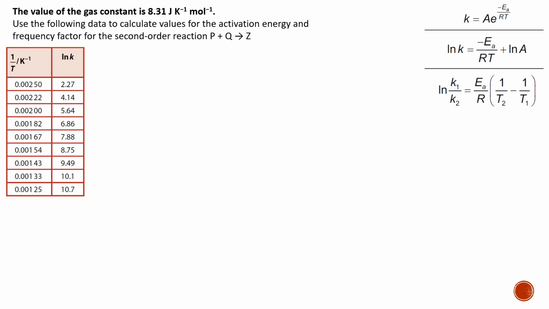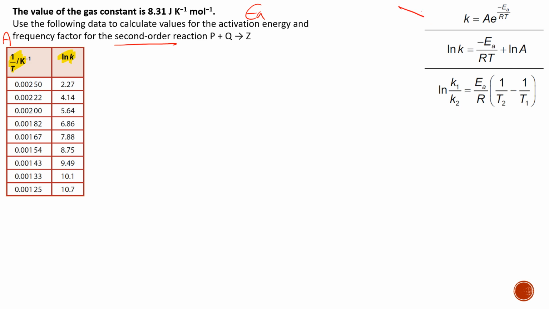Okay, we have a problem here. Use the following data to calculate values for the activation energy, Ea, and the frequency factor for a second order reaction. We'll speak now about why we have been given this piece of information, second order reaction. I will look directly at the table. This table represents the relation between 1 over T and ln k. Which formula should I use? Those are coming directly from the data booklet.